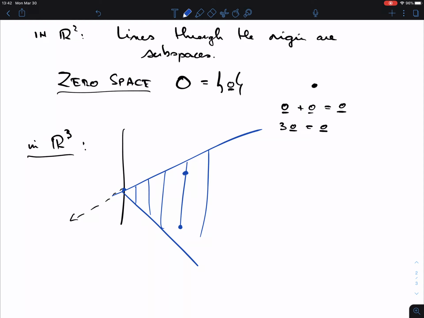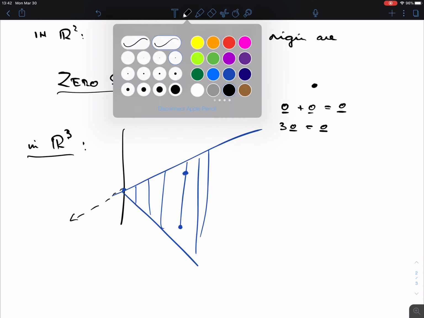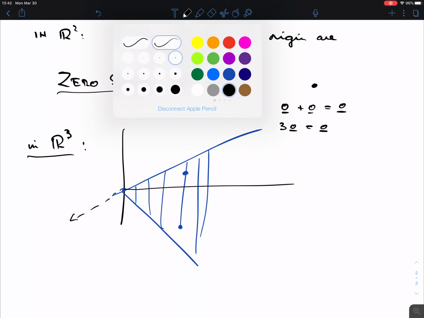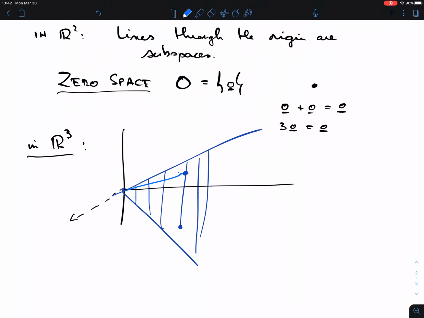So we have this plane here. Let me get the other axis here that we had. Okay, so we have these two vectors here. This is all in 3 dimensions, right? So you have to imagine this is a 3-dimensional picture. So we have this vector and this vector.